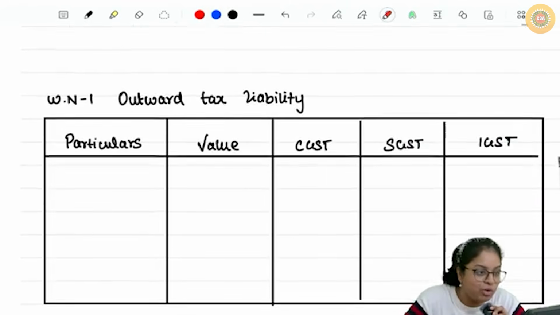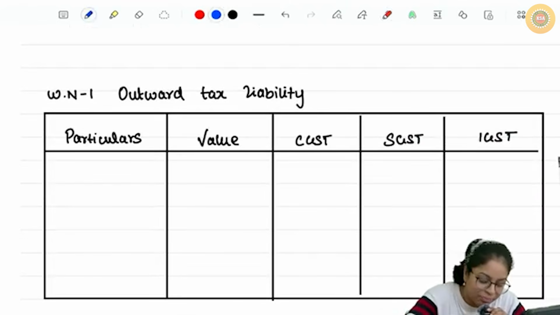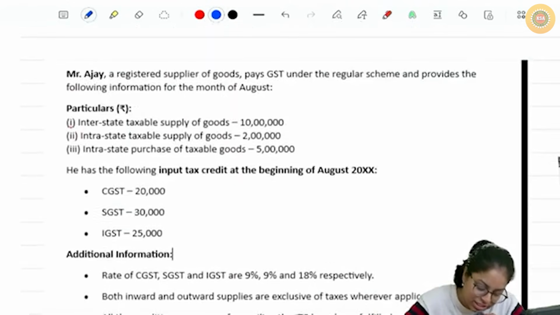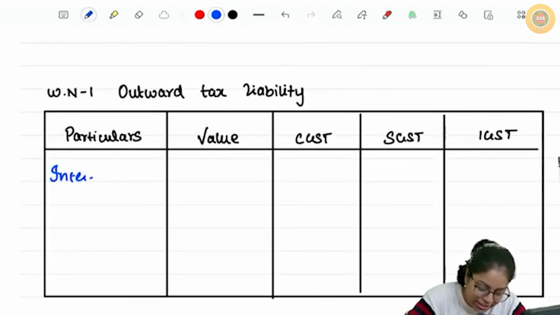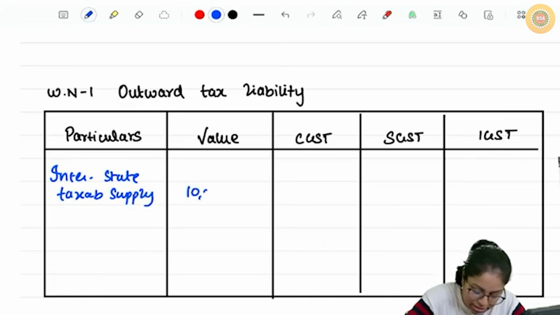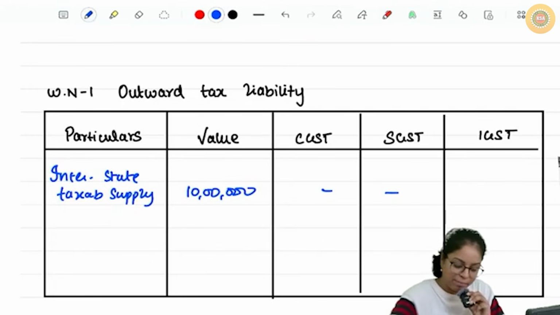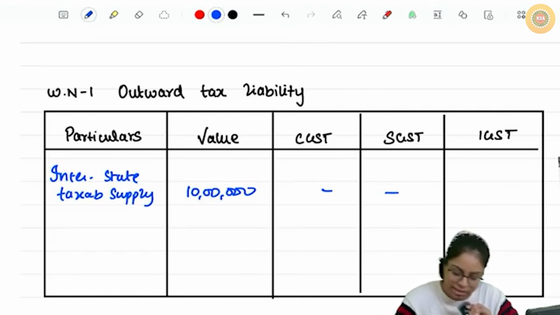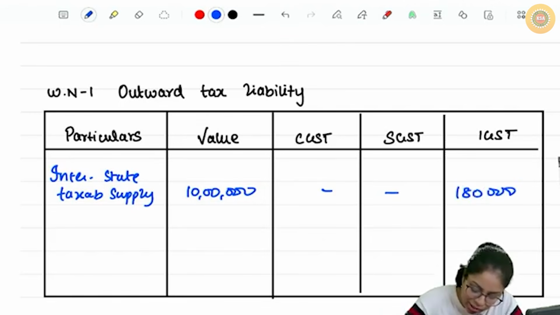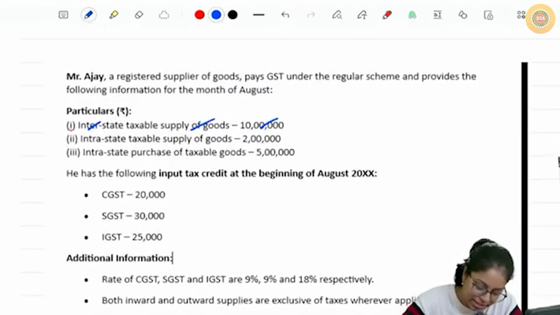First, we make our working note 1, which is the outward tax liability. If you look at the first item, it is interstate taxable supply of rupees 10 lakhs. Since it is interstate, what will be applicable? IGST will be applicable. So it is 10 lakh and the rate is 18%. So it's 1,80,000, right? So this adjustment is done.